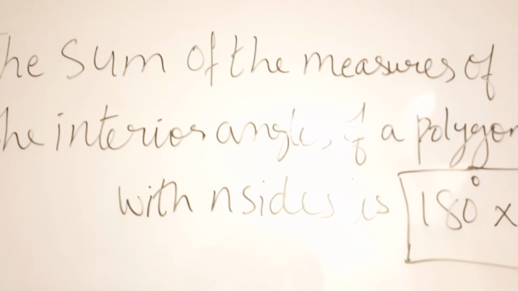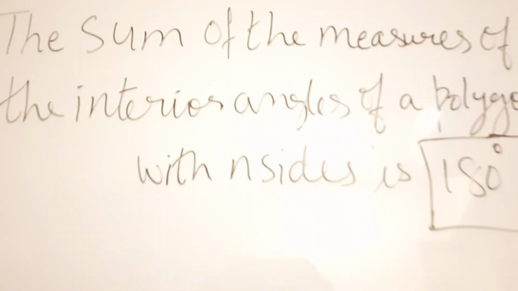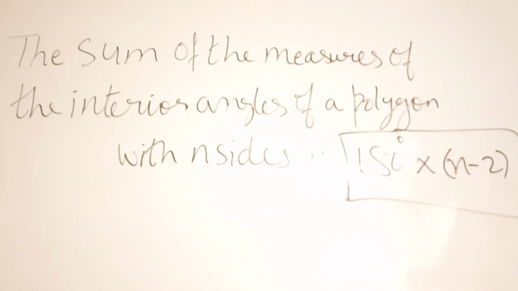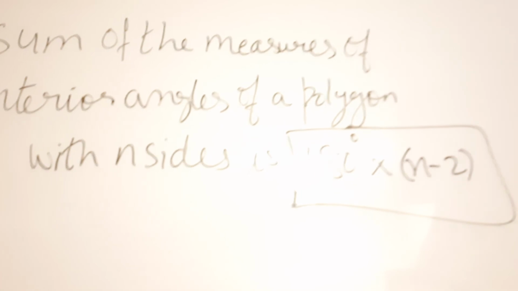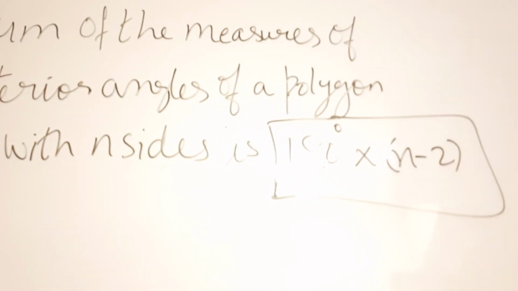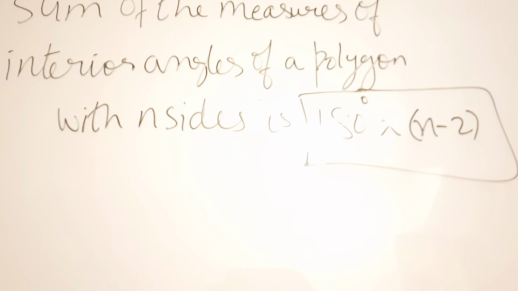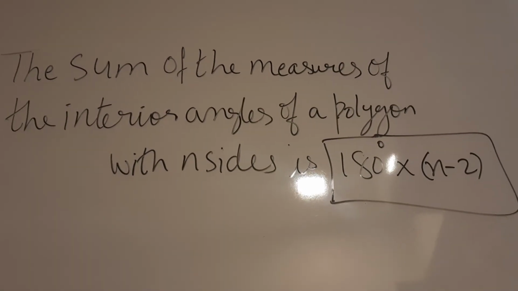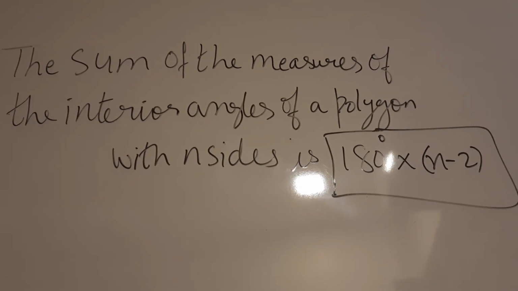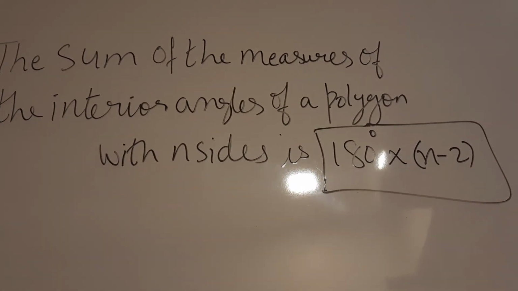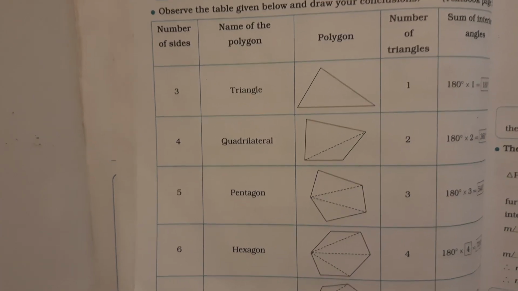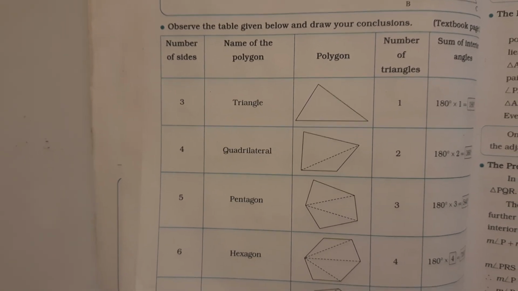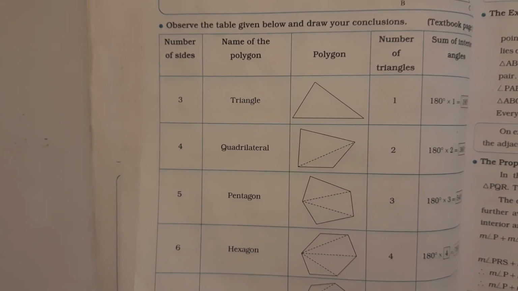So you have to remember this point. The sum of the measures of the interior angles of a polygon with n sides is equal to 180 degrees into n minus 2. The sum of the measures of the interior angles of a polygon with n sides is 180 degrees into n minus 2. So children, with this, I just hope you have understood the interior angles of a triangle.